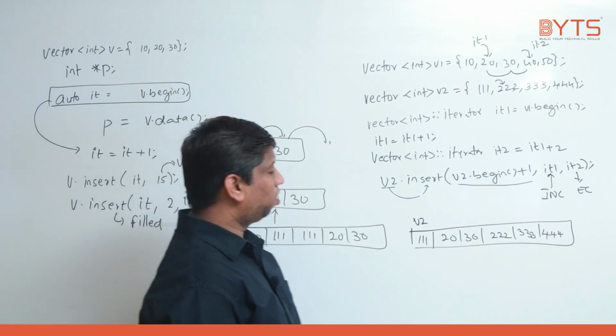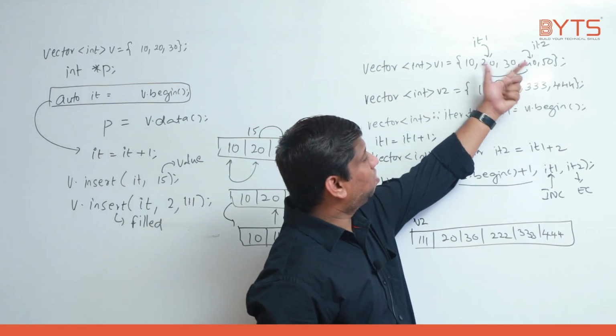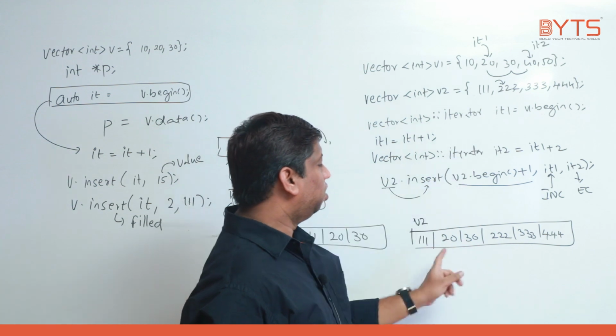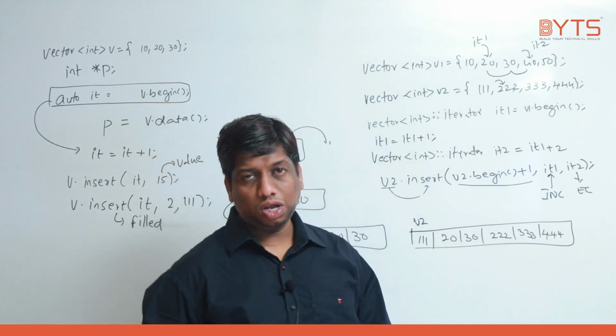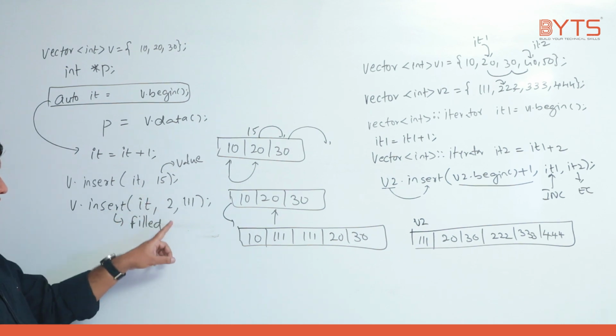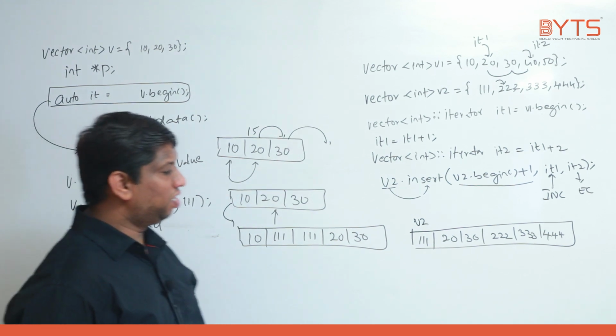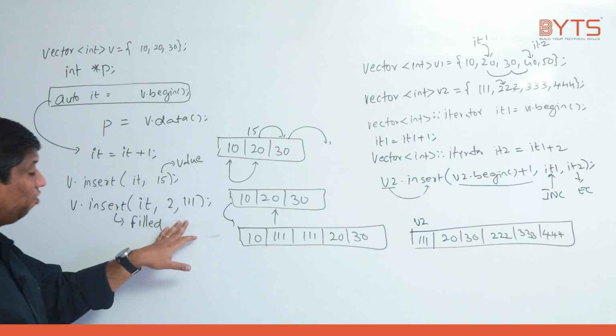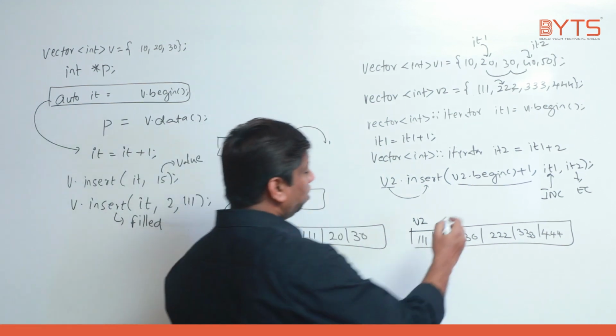What we are trying to do here: this range, where it2 is not considered, we inserted into another vector. So we can insert one value into a vector, we can insert a range into a vector, we can insert a filled value into a vector. Here we inserted a range into the vector.